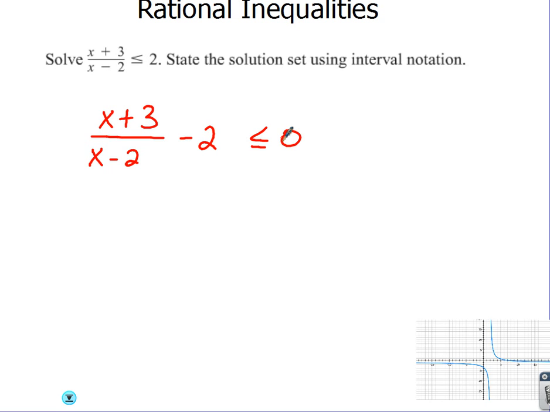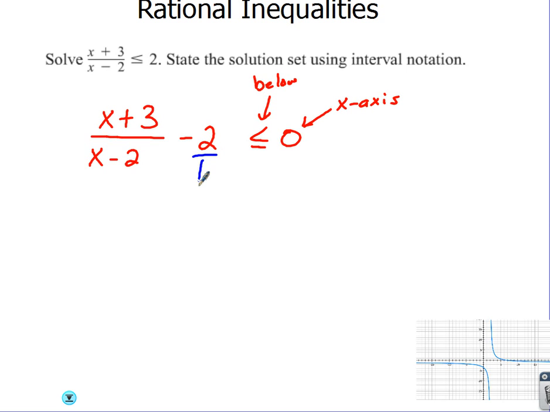I want to know where is my graph below, because that's what less than or equal to means, below or equal to the x-axis. y equals 0. Where's my graph below the x-axis? And if you want to, honestly, you can graph it. You can use your graphing calculator to graph it and look and see to give you an idea. But let's clean it up, and I'll show you how to do it by hand.